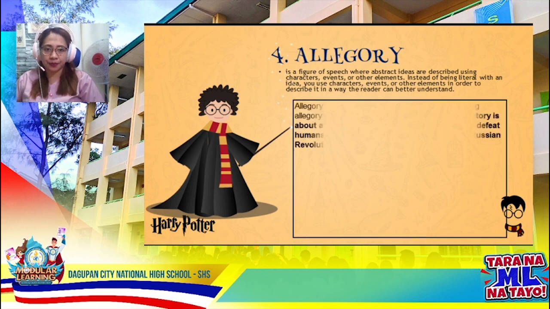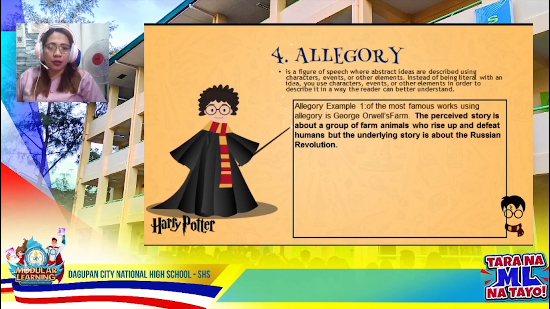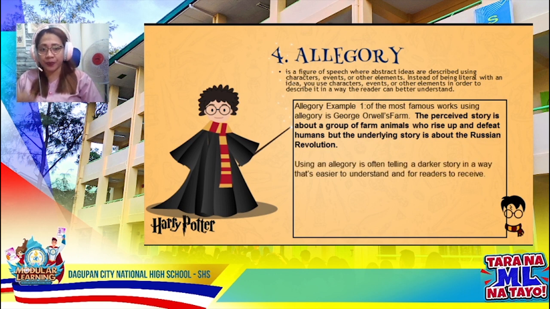For example, one of the most famous works using allegory is George Orwell's Animal Farm. The perceived story is about farm animals who rise up and defeat humans, but the underlying story is about the Russian Revolution. Instead of George Orwell creating a novel about the Russian Revolution where he uses human beings as the characters, he uses animals as his reference to the Russian Revolution. Using allegory is often telling a darker story in a way that's easier for readers to receive.